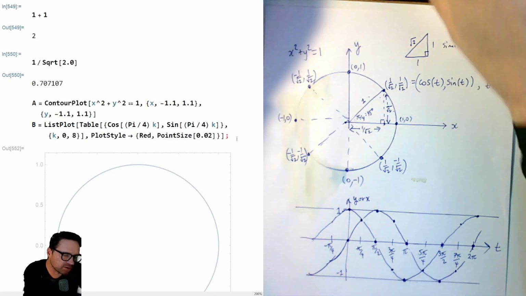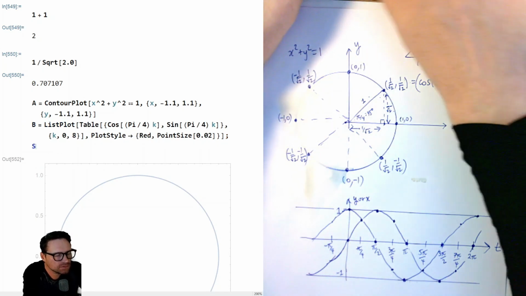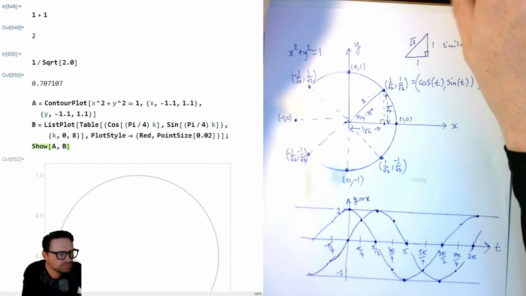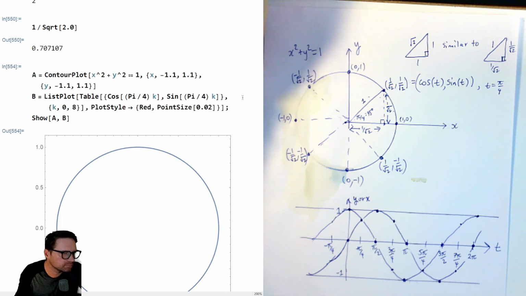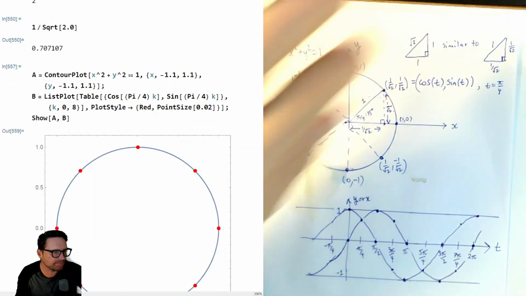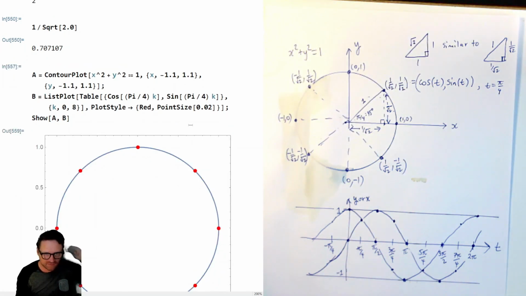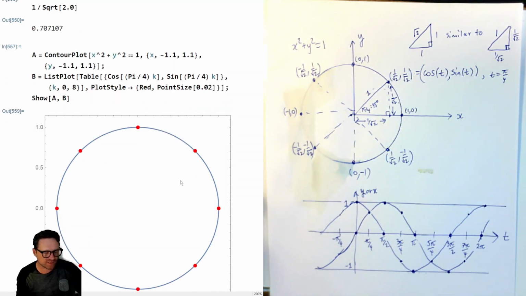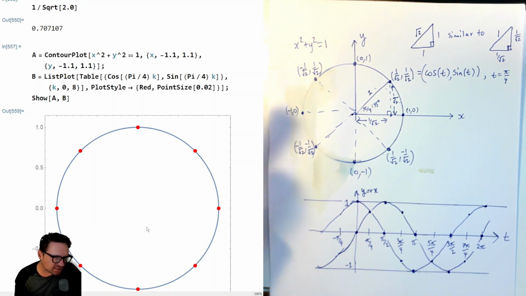And then we'll show that on the unit circle. And we'll suppress that A. Okay, so there we go. We have what we have here. It's just we are not showing the values of the points. And so next, I think what I want to do is make another plot.